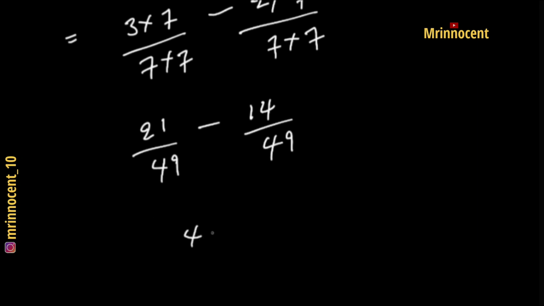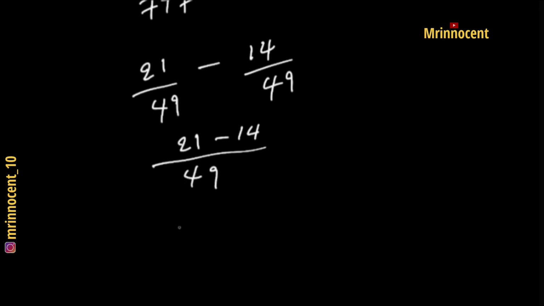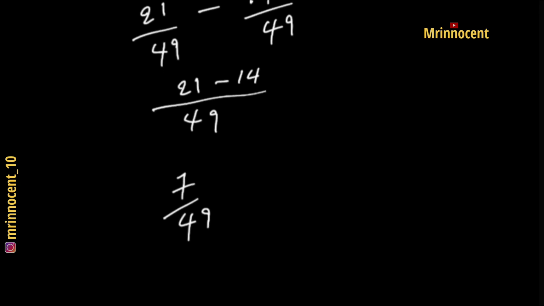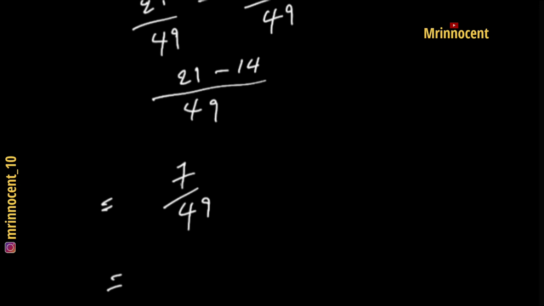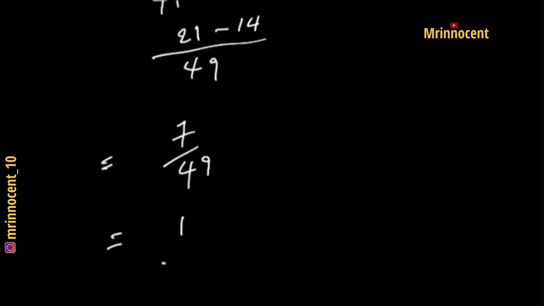The LCM is 49. So you have 49 into 49 is 1, 1 times 21 is 21. Minus 49 into 49 is 1, 1 times 14 is 14. So 21 minus 14 is 7 over 49. Equals 7 divided by 7 is 1, and 7 divided by 49 is 7. So your answer is 1 over 7.